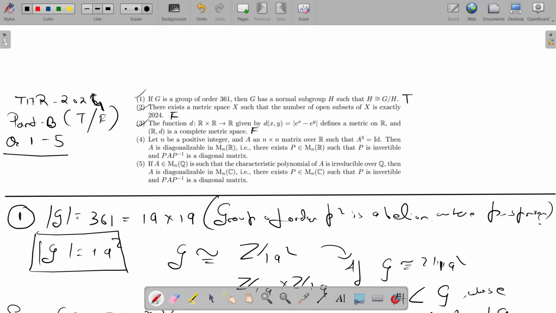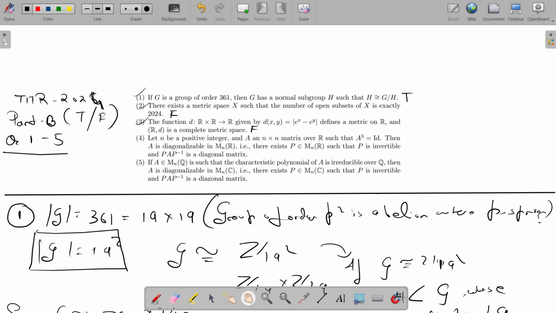A is an n cross n matrix, A belongs to M_n(R), such that A cube is identity. Then A is diagonalizable in M_n(R). They have also given the definition of what a diagonalizable matrix is. So is this true or false?